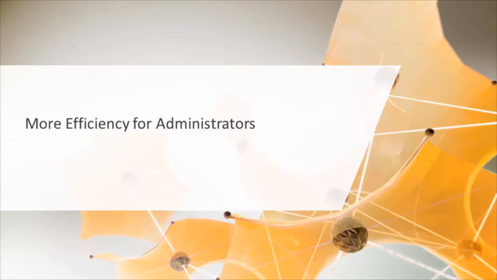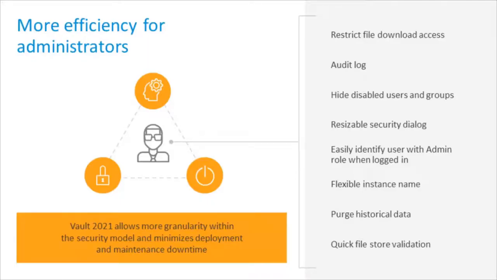Let's have a look at some of the highlights for administrators that will increase efficiency. So Vault 2021 allows more granularity within the security model and minimizes deployment and maintenance downtime. Here's a quick rundown of where you'll find more capabilities and efficiency for administrators. Restrict file download access, audit log, hide disabled users and groups, resizable security dialog, easily identify a user with admin role when logged in, flexible instance names, purge historical data, quick file store validation. We'll go into more detail in the next slides.